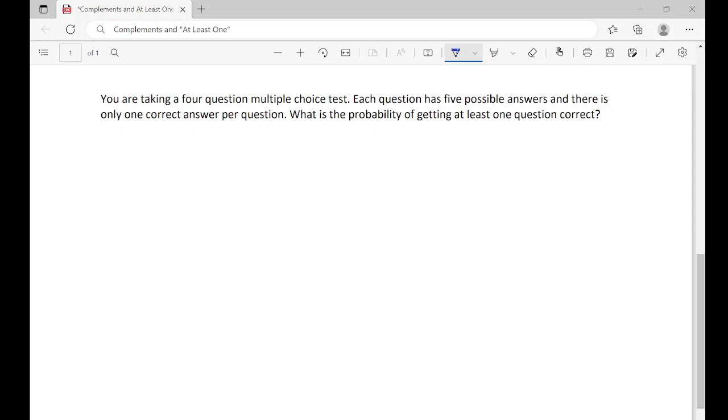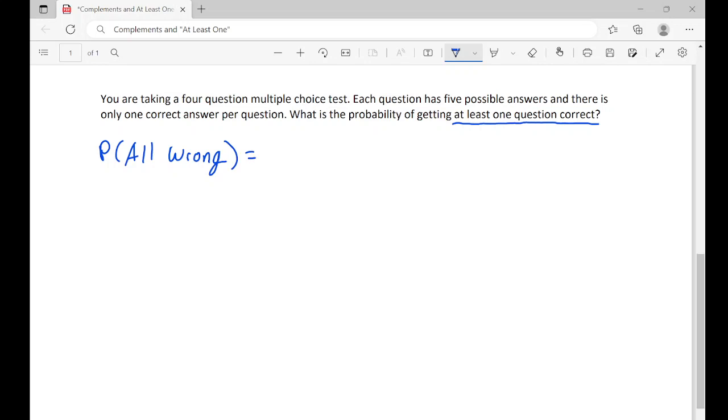You are taking a 4-question multiple choice test. Each question has 5 possible answers, and there is only one correct answer per question. What is the probability of getting at least one question correct? So again, this is what we're looking for, at least one question correct. So we can use the complement rule, and we can find out the one thing we don't want, which is finding none of them correct. So again, we need to find out some probabilities. So the probability of all wrong, which is the one thing we don't want.